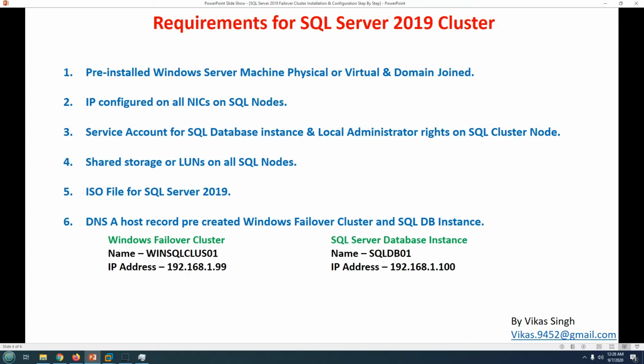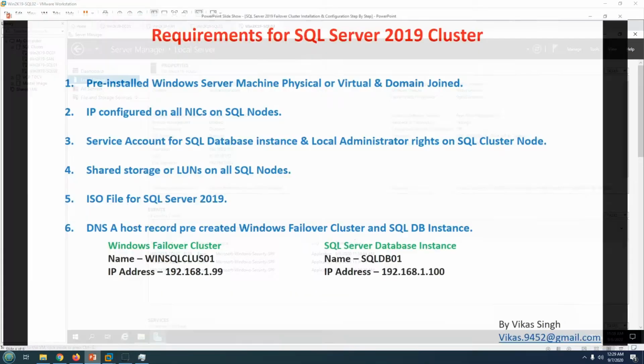This is the requirement for the SQL Server 2019 cluster. The first thing you need is a pre-installed Windows Server machine. It may be physical or virtual, and you need to join that machine to the domain. This we already have, we have installed and configured. IP is configured on all NICs on the SQL nodes, so we have already done this.